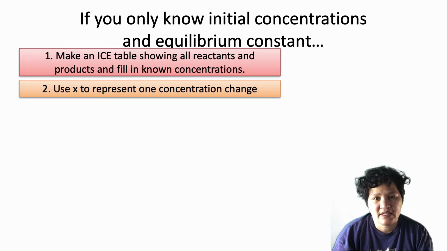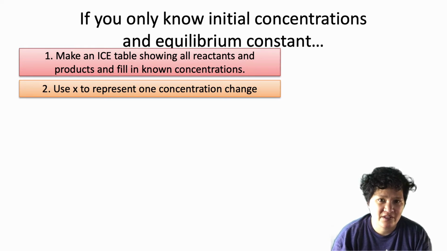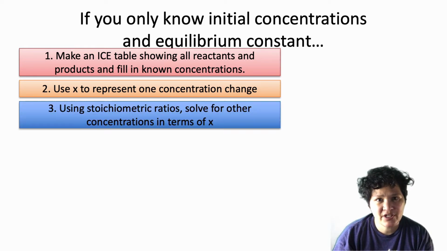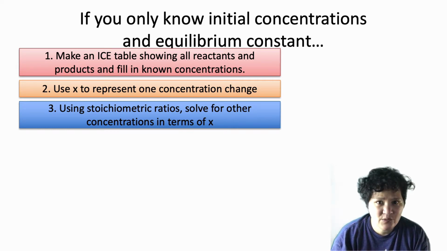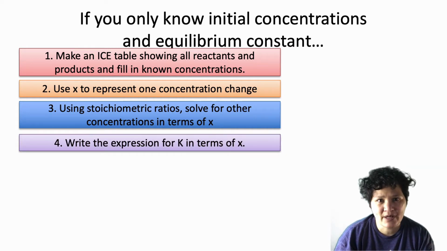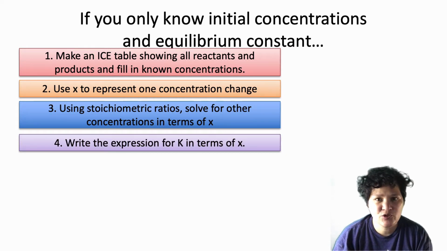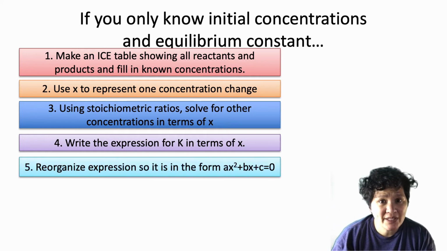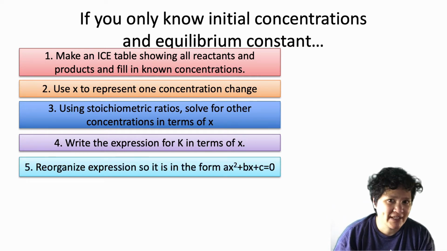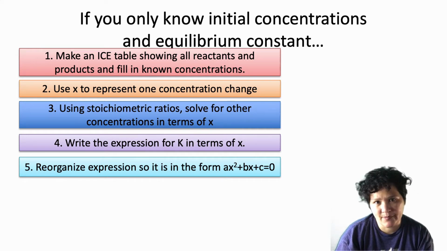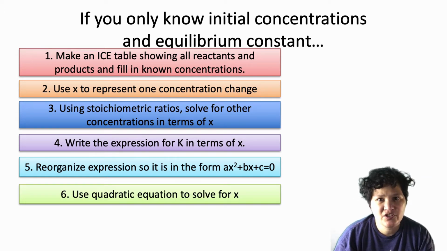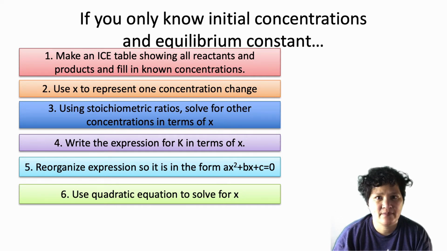What we're going to do instead is use algebra. We're going to use x to represent one of the concentration changes, and then we're going to solve for the other changes in concentrations in terms of x. Next, we'll calculate the equilibrium concentrations in terms of x. And then when we've done that, we can use our ice table to write the expression for the equilibrium constant in terms of x. We'll reorganize that expression so it's in the form of a quadratic equation, ax squared plus bx plus c equals 0. And then we can use the solution to the quadratic equation to solve for x.